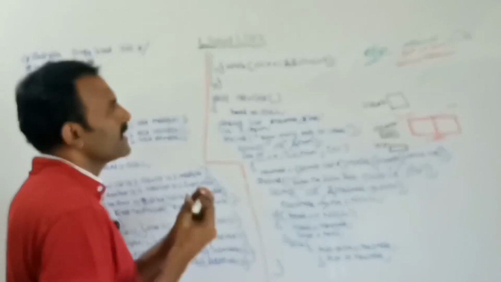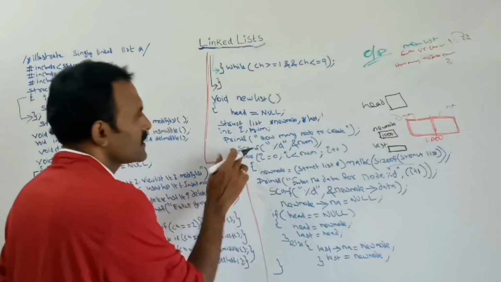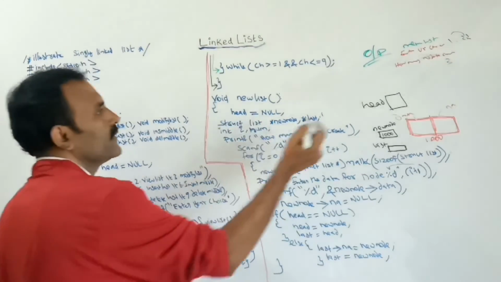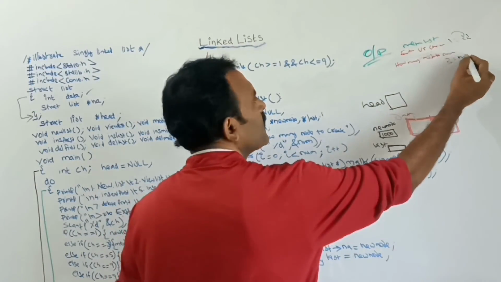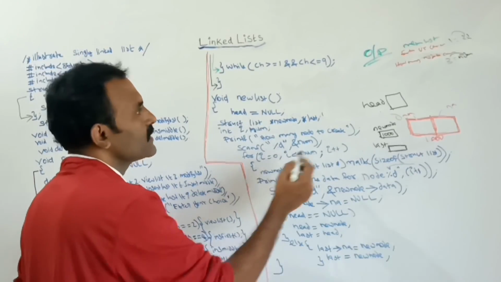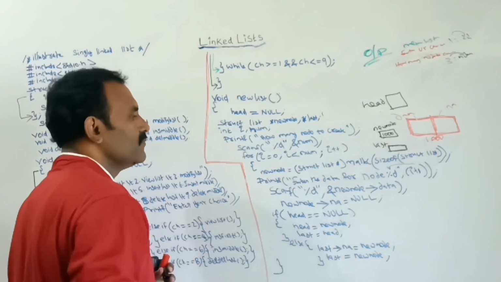Suppose you are giving 3 here, then that 3 will be stored to where? NUM. Here I have declared the variable NUM. So NUM holds the value 3, so that this loop will be executed totally 3 times.